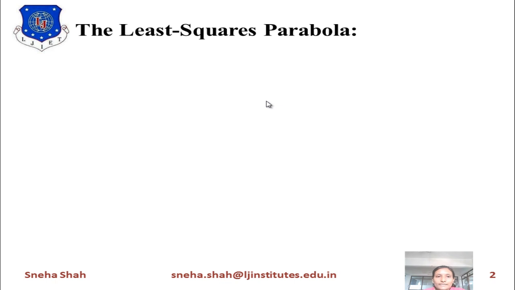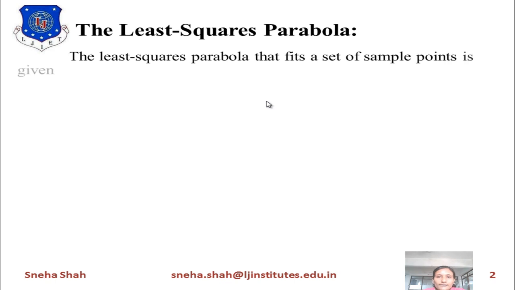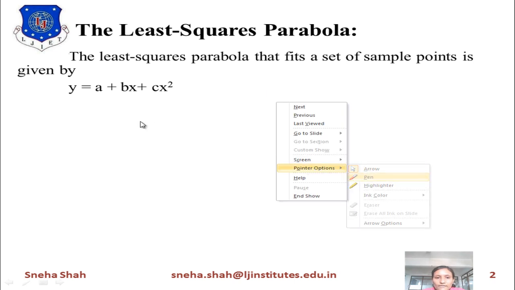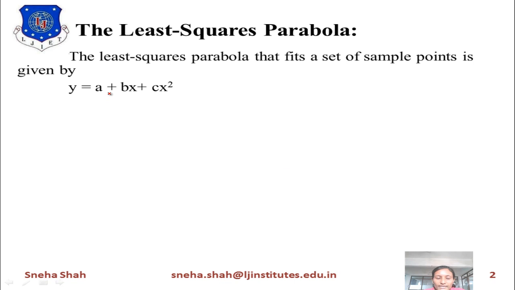How is it represented? The least square parabola that fits a set of sample points is given by y equals a plus bx plus cx square. In the last session I explained that if I write this equation only as a plus bx, it is the equation of a line, and if we add this non-linearity, it converts the line equation into a parabola.